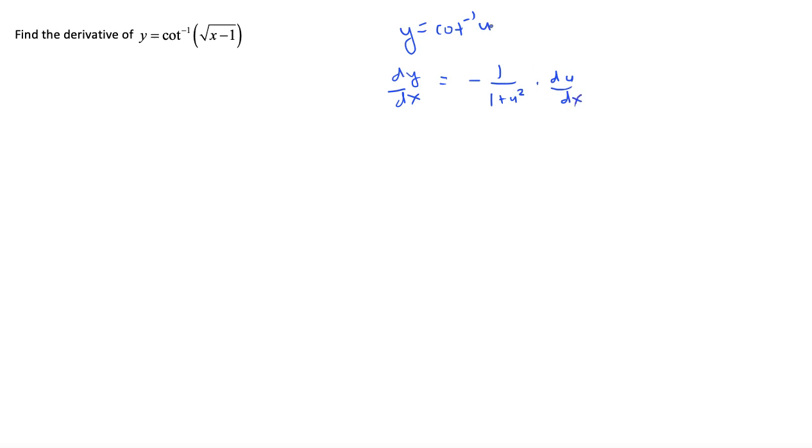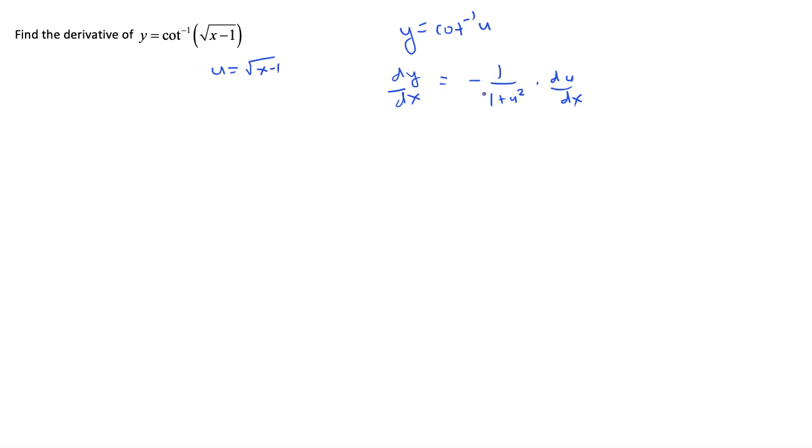So remember, this guy here, u, that's the inner function. That is a function of x. What does u equal in this case? Well, u is going to equal radical x minus 1 here. So that's why we're taking the derivative of y, this function, with respect to x. That's why it's dy dx. But by the chain rule, we multiply by the derivative of that inner function.